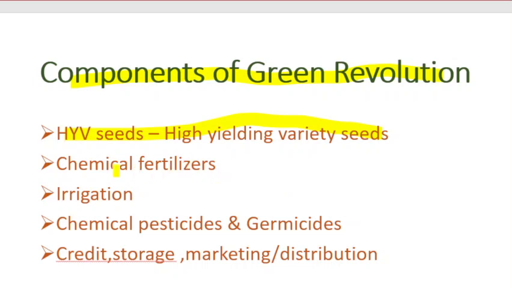Then chemical fertilizers. Chemical fertilizers are used to boost production, because to support the HYV seeds, chemical fertilizers are needed. Then comes irrigation, because HYV seeds need a continuous flow of water. I mean, an abundance of water should be there. So proper irrigation means giving proper channeling of water to the crop, with proper availability of water in order to have a good production.